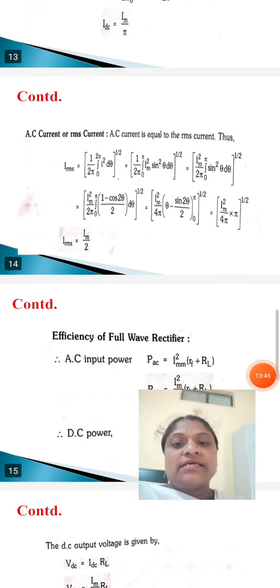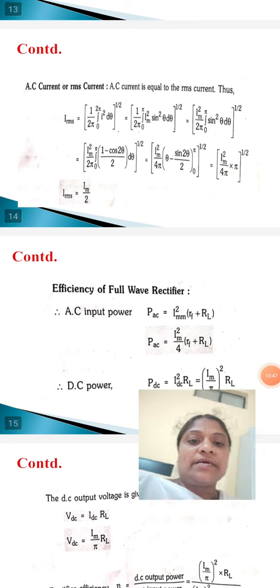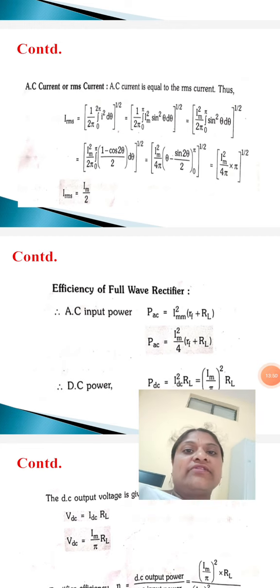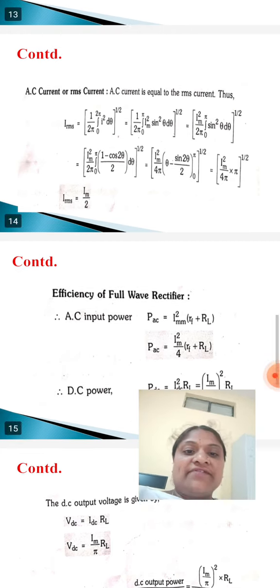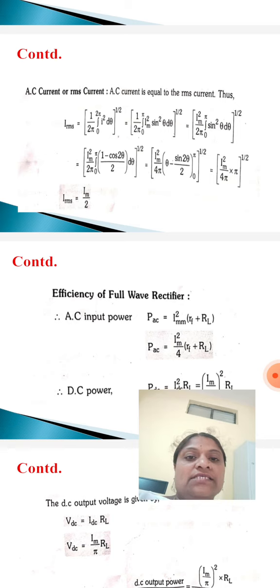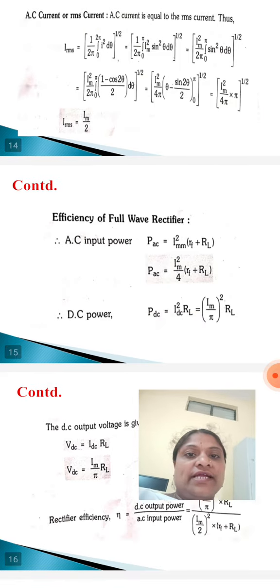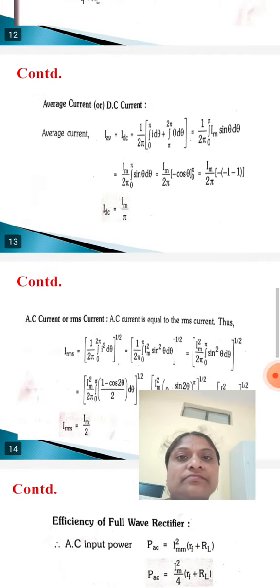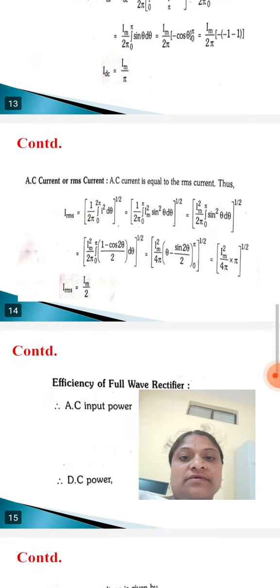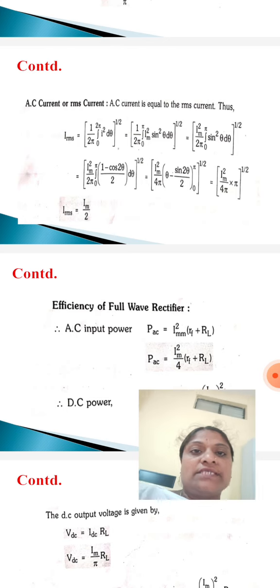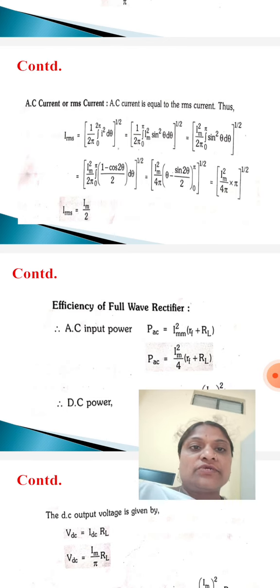Next, the AC current or RMS current. Why can we find the DC current? Because in the efficiency formula, Pdc = Idc square times (RF + RL), that's why IDC = Im/pi, so we can find the IDC or Im value. Okay, next, the AC current or RMS current. The AC current is equal to the RMS current.